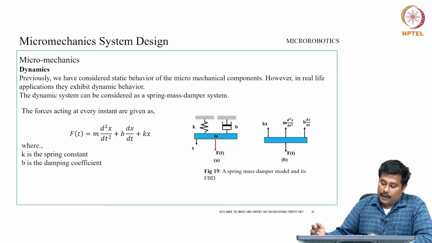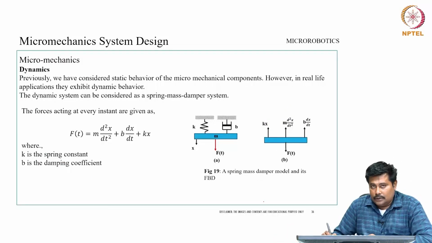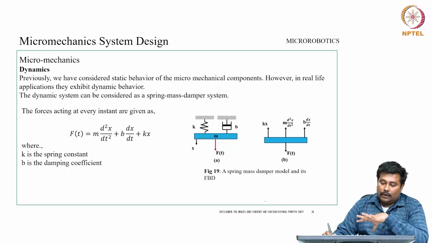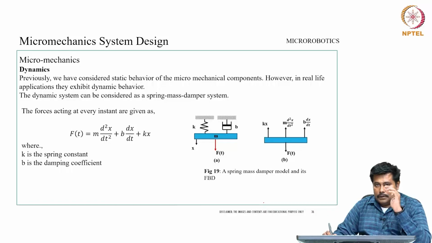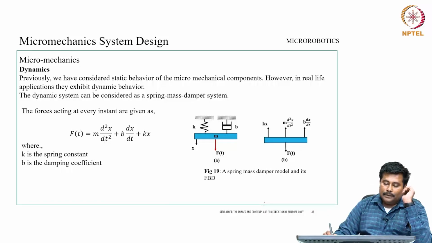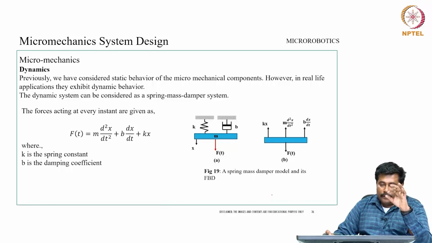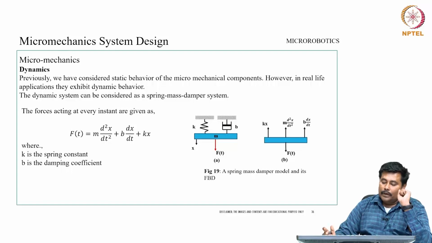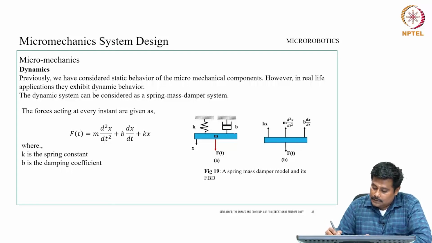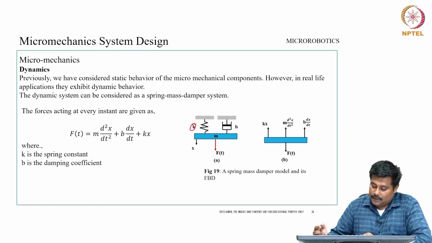Now, when we look into the dynamics of the system, in order to understand it we should be well versed in the usage of the spring, mass and damper system. In order to understand any kind of dynamics, it is always better to consider a spring, mass and damper system. In this particular case, this is a spring represented by the spring constant k, m is the mass and b is the dashpot, which is nothing but a damper.